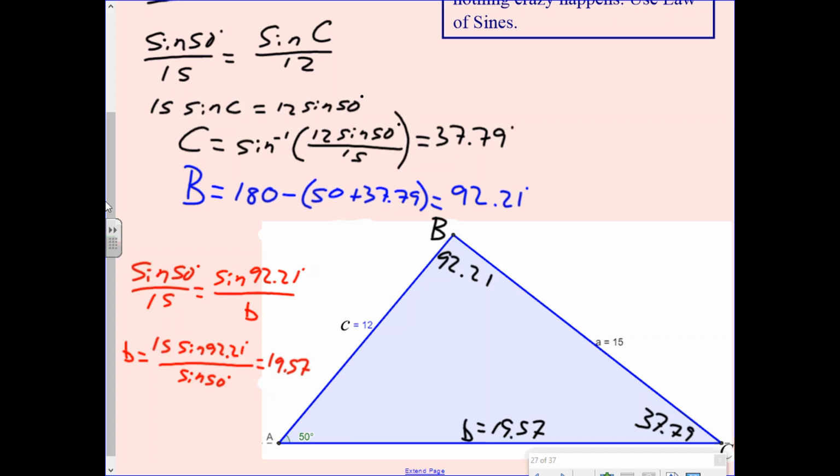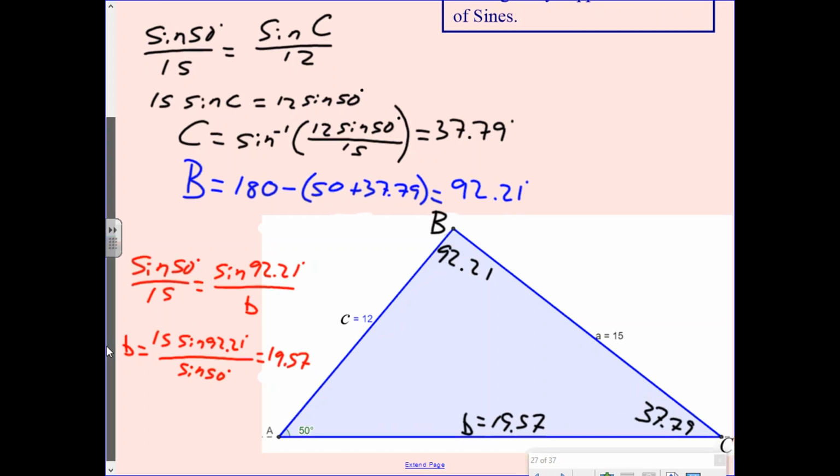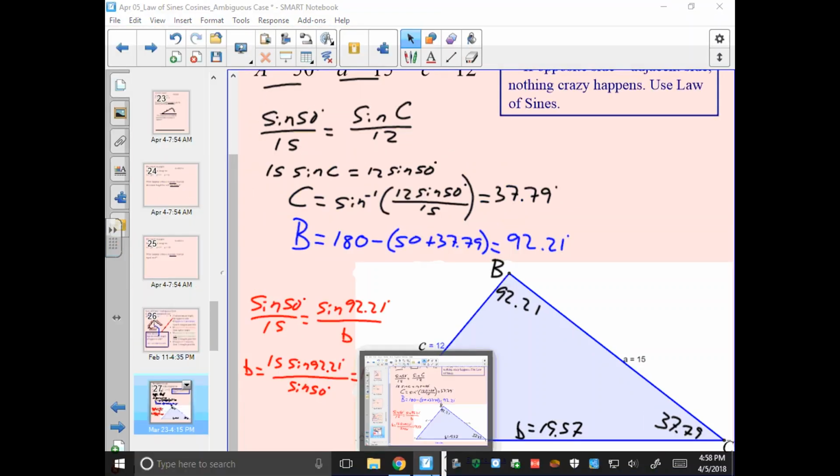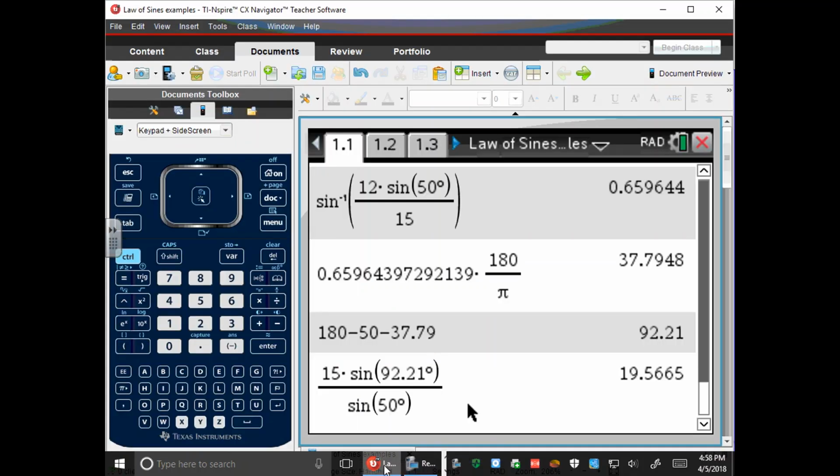All right, so if the opposite side you're given is greater than the adjacent, there's just one triangle, nothing crazy happens. Let me show you my calculator just to show you where all those numbers came from, so you know I'm not lying to you. So those are all the values. Notice on my top line, I have the radian values, so I had to multiply that by 180 over pi to get back to my degrees, but those are where all the values come from.